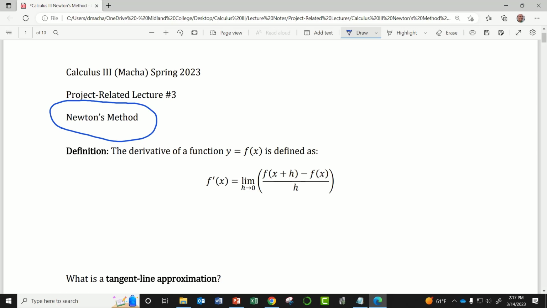To begin, we'll remind you that the definition of the derivative is this. I can write f prime of x to refer to the derivative of the function f with respect to x. And that would be defined with this limit, which I'm sure you've seen 100 times before.